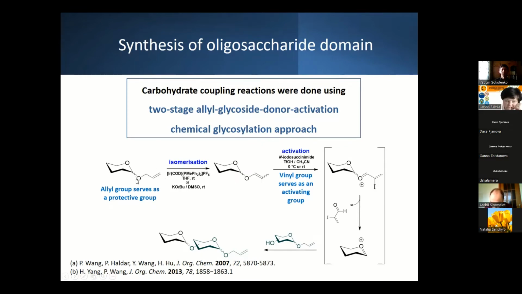First we installed an allyl group here on the sugar, which serves as a protective group. Then after switching this double bond to this position, this molecule is activated for the reaction. After activation, it can react with another sugar molecule to give this disaccharide. As you can see, on this disaccharide we still have this allyl group, which originates from this sugar. And we can repeat this process as many times as needed to synthesize our pentasaccharide.